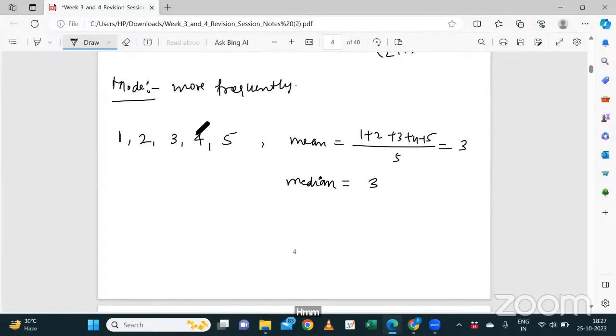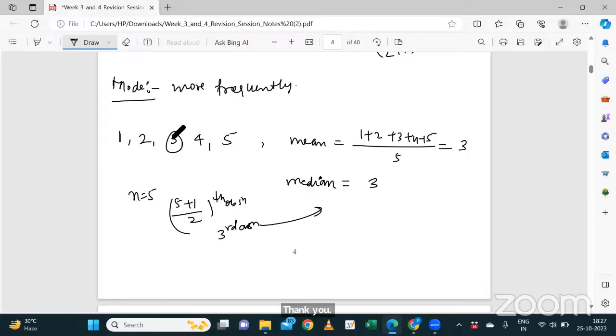Because n is odd, and n is 5 here, so it is the 5 plus 1 by 2th observation, right? That means the third observation. The third observation is 3.